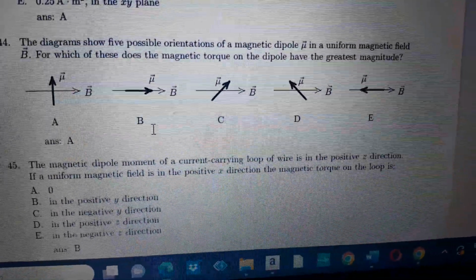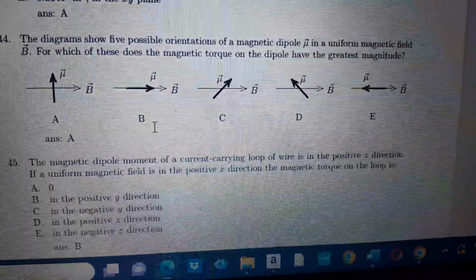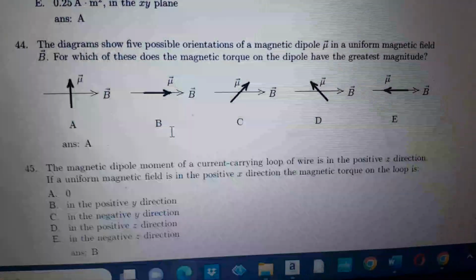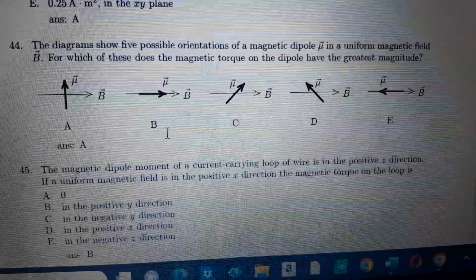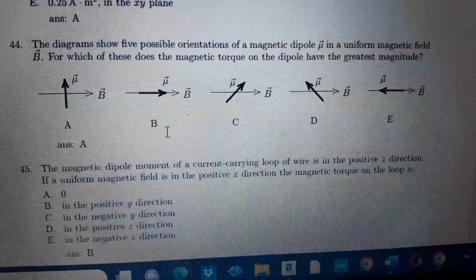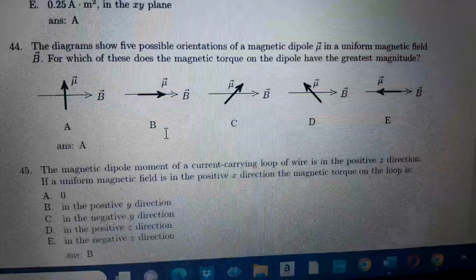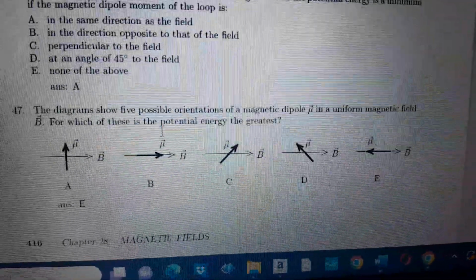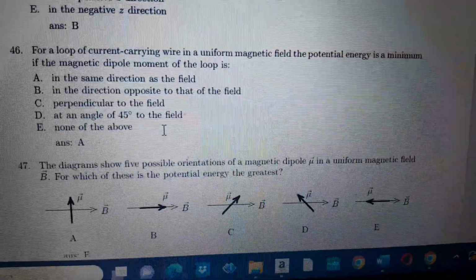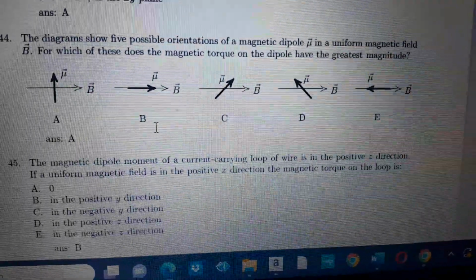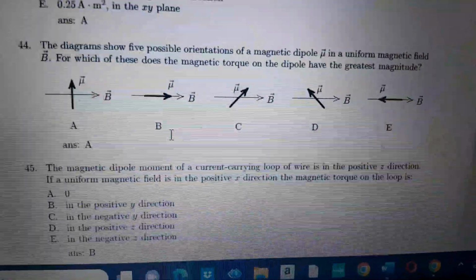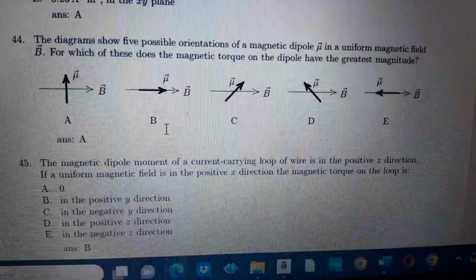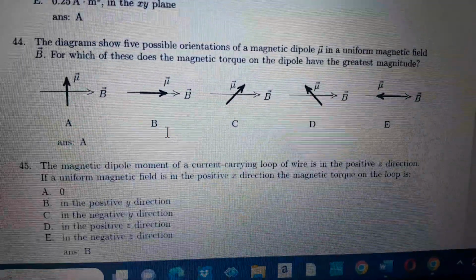The diagram shows 5 possible orientations of a magnetic dipole in a uniform magnetic field B. For which of these does the magnetic torque have the greatest magnitude? Isn't it the same as this one? Yeah, it's A. It's from negative y to positive y.